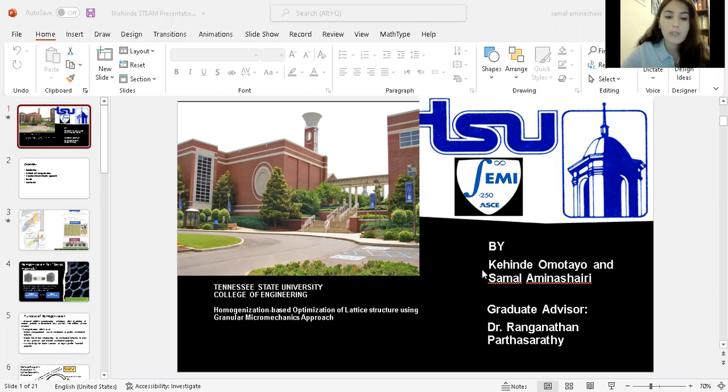Today, I'm going to present a research study about homogenization-based optimization of lattice structure using granular micromechanic approach under the advising of Dr. Ranganathan Partharasi and with the help of my colleague Kehinde Omotayo.